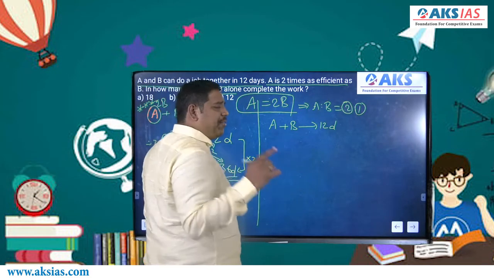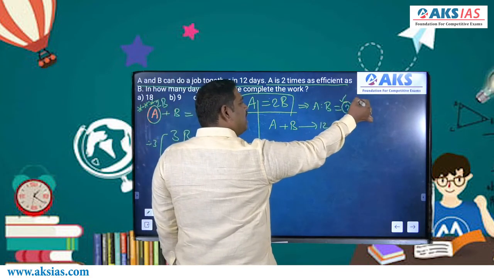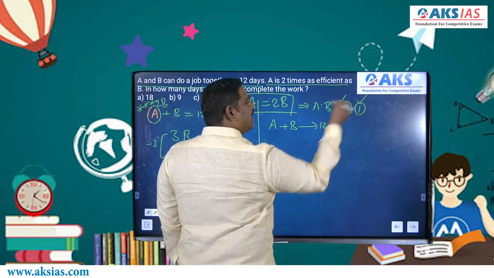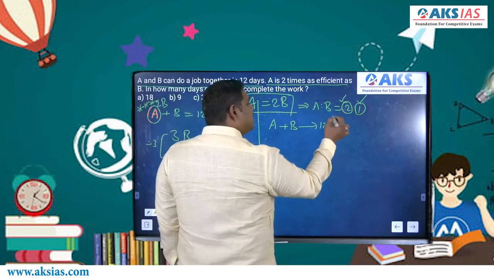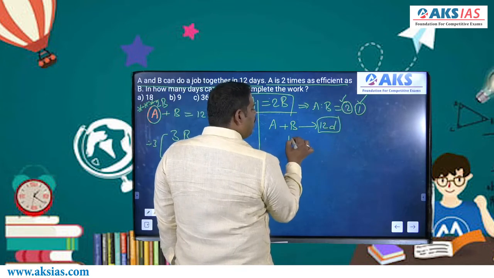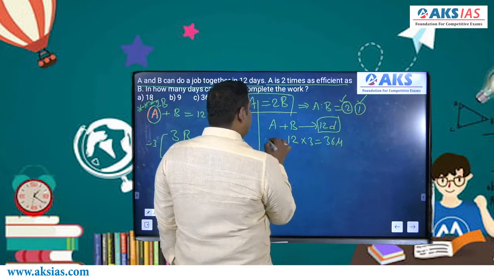Efficiency means one day work, right? So one day A completes 2 units. One day B completes 1 unit. One day together they complete 3 units. Here how many days are there? 12 days. That means 12 into 3, so 36 units is the total work.